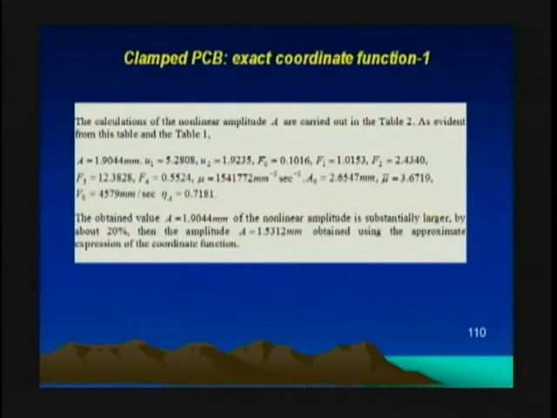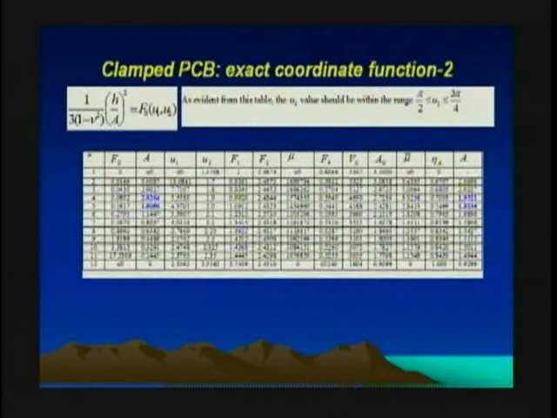The calculations of nonlinear amplitude are carried out in table 2, and as evident from this table, the nonlinear amplitude is 1.9, and there are certain parameters that are important to consider. The mu is the parameter of nonlinearity, and the linear amplitude is 2.6, and the nonlinear is just 1.9. The difference is not that dramatic. So the obtained value of the nonlinear amplitude is substantially larger, about 20%, than the amplitude obtained using the approximate expression of the coordinate function, phi.